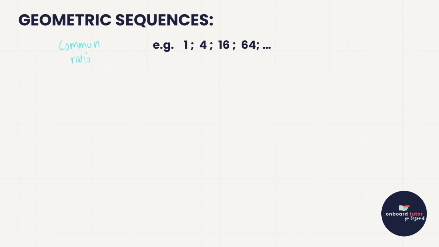Now you may be looking at the sequence saying, that's it. 1 multiplied by 4 gives me 4. 4 multiplied by 4 gives me 16. 16 multiplied by 4 gives me 64.